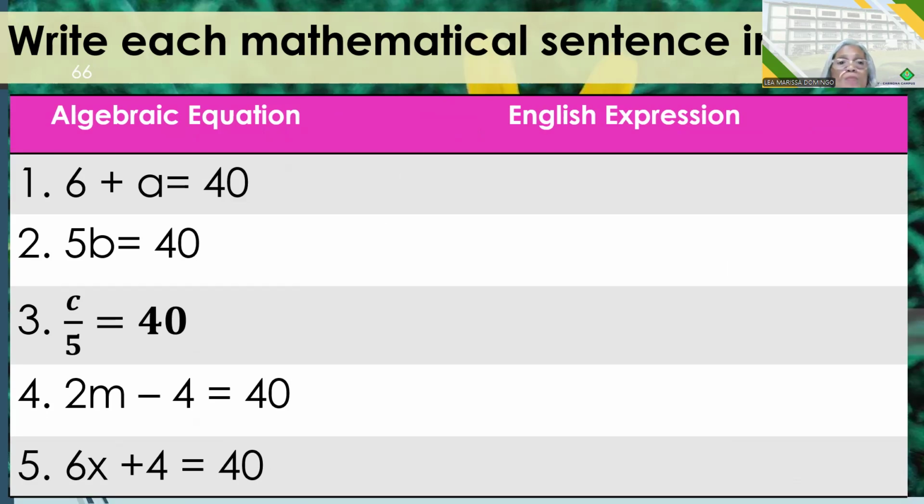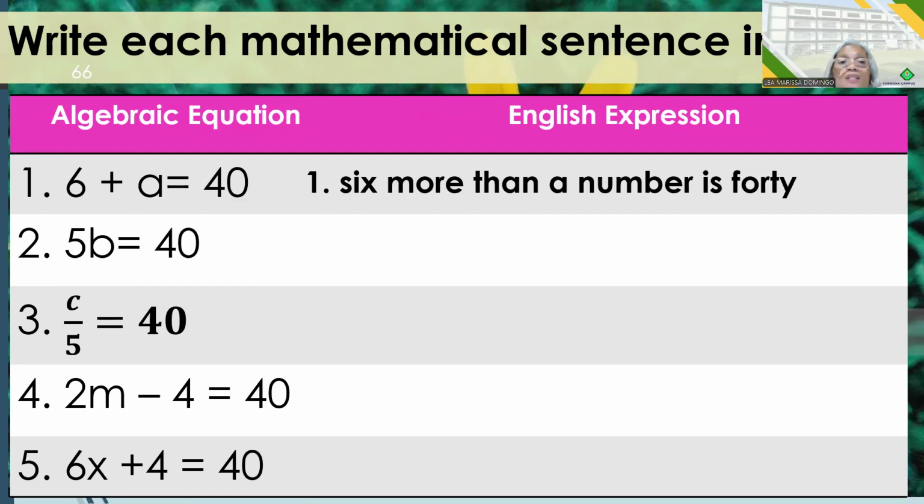This time, we convert algebraic equation into English expression. 6 plus A equals 40. So, we have 6 more than a number is 40. Yung number natin is represented by the variable A. So, 6 more than a number is 40.